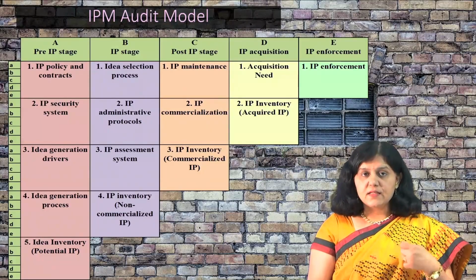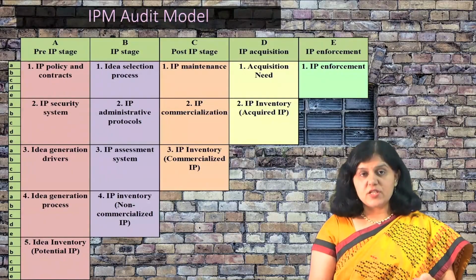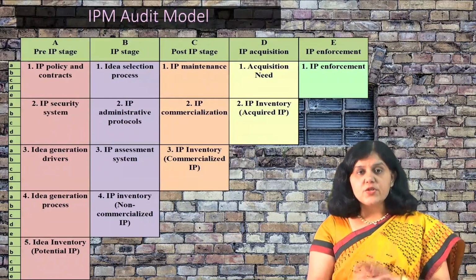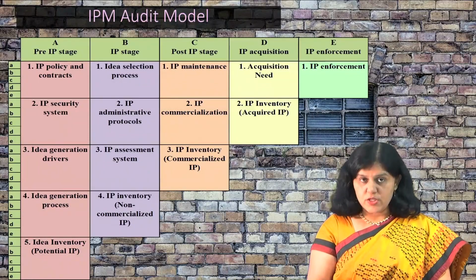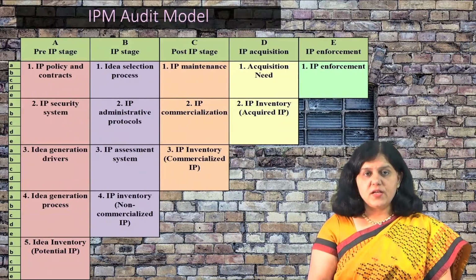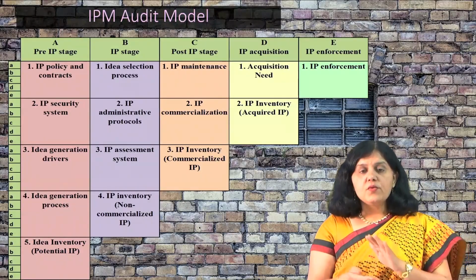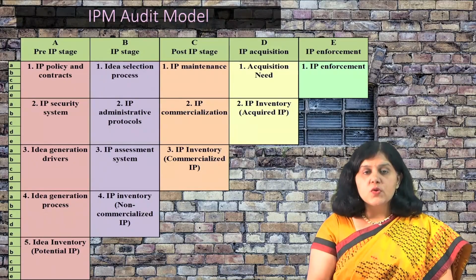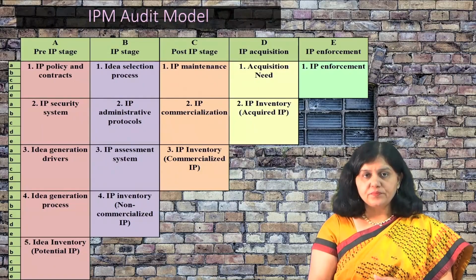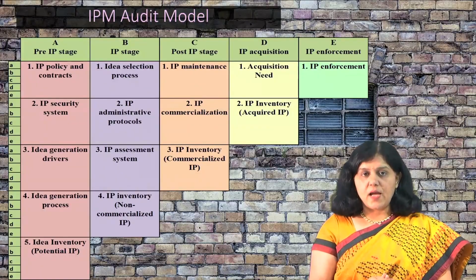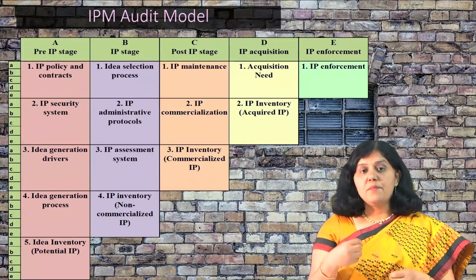Now, the next, the third stage, is the post IP stage. In the first stage you have generated ideas. In the second stage you have generated IP, which is not commercialized. This third stage is the value extraction stage. You have created value, now you are going to extract it. Here three major processes are there, and at the end you get an IP inventory, that is, commercialized IP. The challenge here is the selection of the IP for further maintenance.